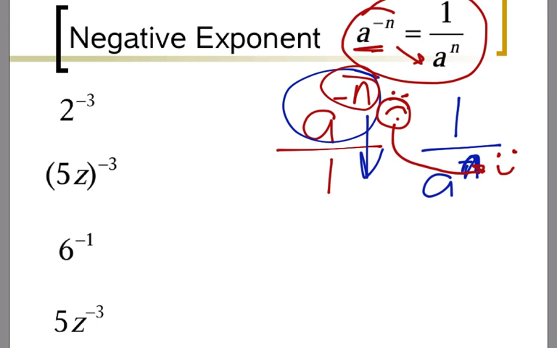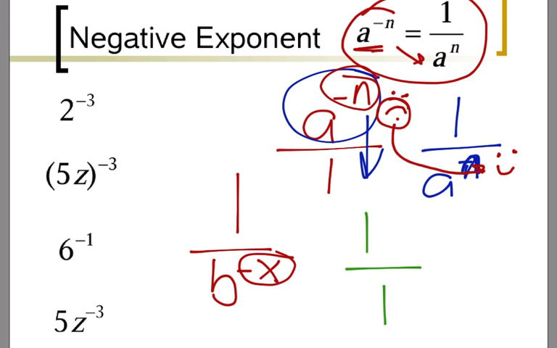And now this also works if I have something on the bottom. If I had 1 over b to the negative x, this is a frown on the bottom. So I take my frown and flip it upside down. So I take this whole fraction and flip it over and put the 1 on the bottom, the b to the positive x on top. So we take our negative exponent, move it up to the top. That's our frown. We turn it upside down.